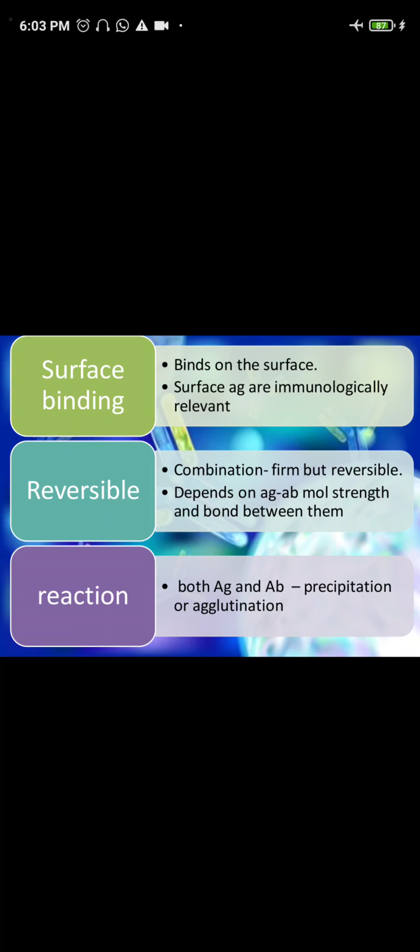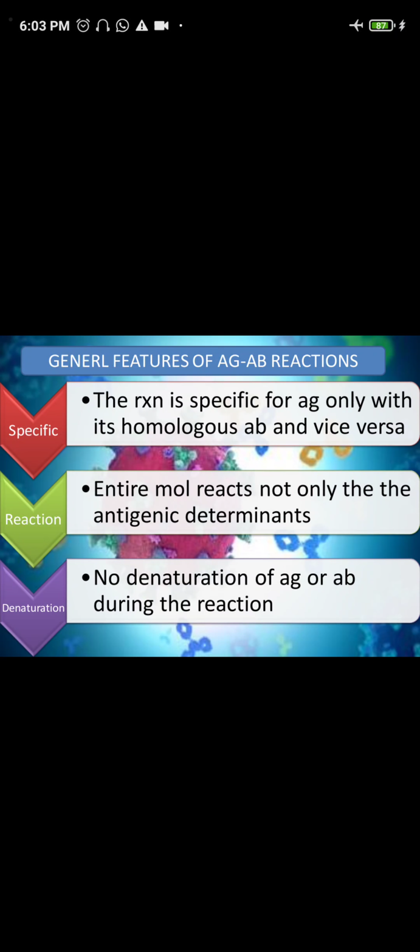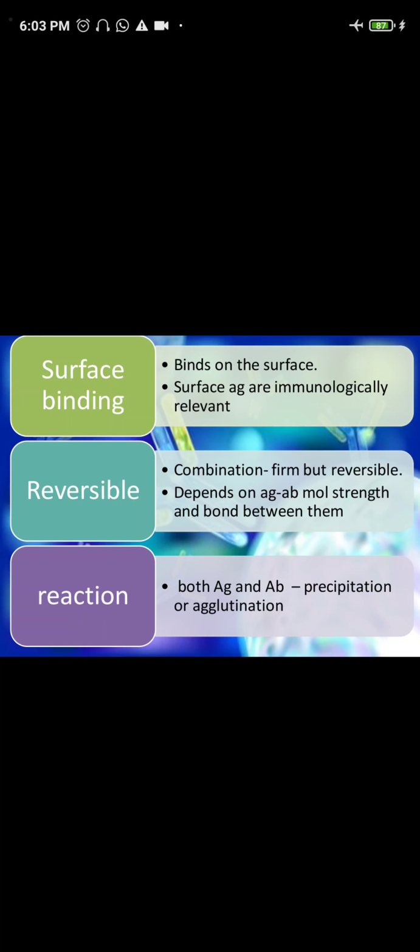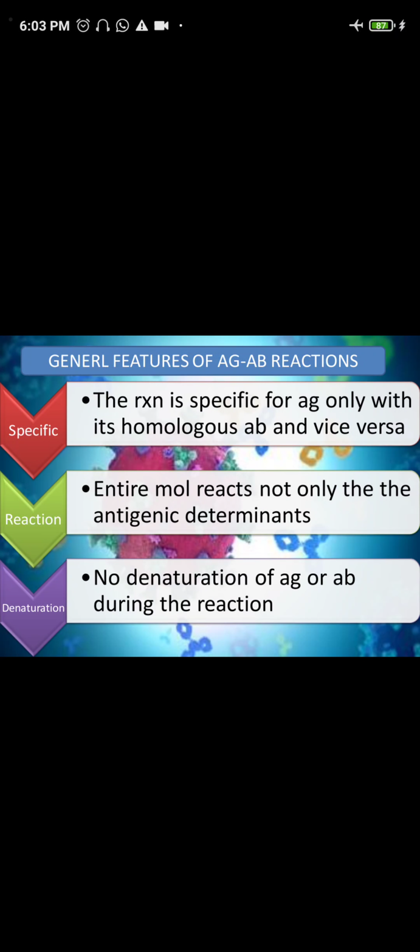What happens as a result of antigen antibody reaction? It will result in precipitation or agglutination and many other reactions. So these are the different properties. Every antigen has a specific antibody. They are homologous, and only then will they react with each other. The entire molecule participates in the reaction. Though they bind only onto the surface of each other, the entire molecule reacts.